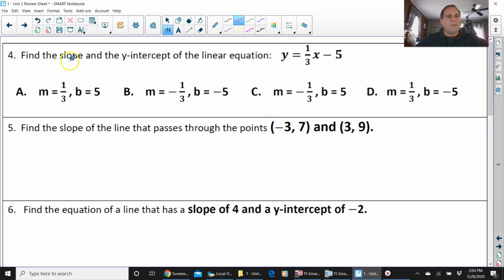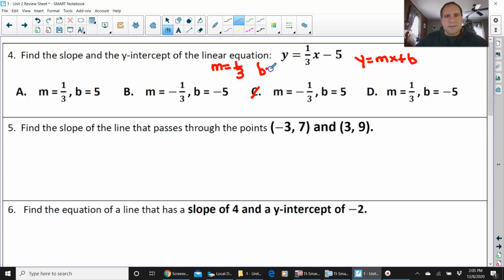Question number 4, find the slope and the y-intercept of the linear equation. Remember, in every linear equation, y equals mx plus b, the m is the number before x, and the b is the other number. So the m is the slope. What is the m of this equation here? If you said 1/3, yes, you are correct. So that means c is out. M is 1/3.